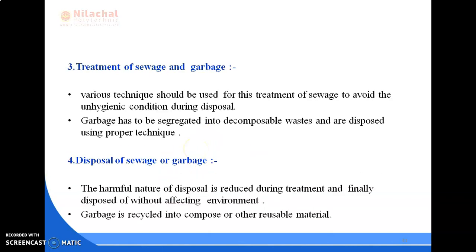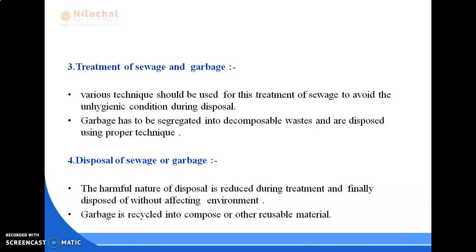Number 3, treatment of sewage and garbage. Various techniques should be used for the treatment of sewage to avoid unhygienic conditions during disposal. Basically, to avoid the unhygienic condition or to reduce the harmfulness of the sewage, we have to send the sewage first to the treatment plant. Then after treatment, this treated sewage is disposed of. It is better for the environment and also for society.